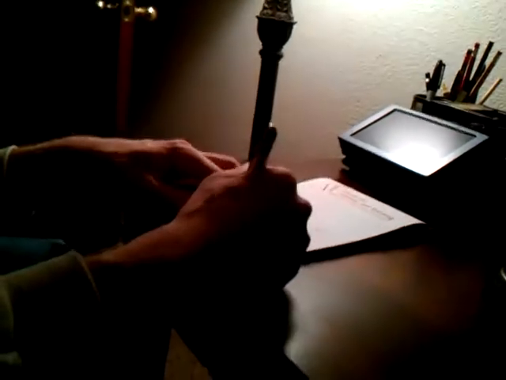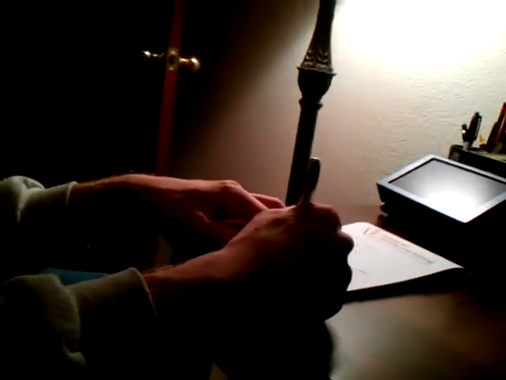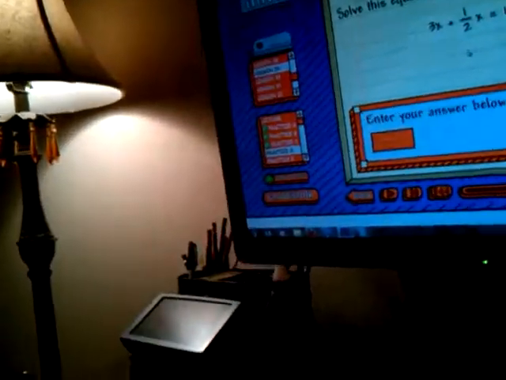Dividing by a fraction is the same thing as multiplying by its reciprocal. Which is where you flip it and multiply it. So instead of dividing by 7 halves, we'll multiply 14 by 2 sevenths.